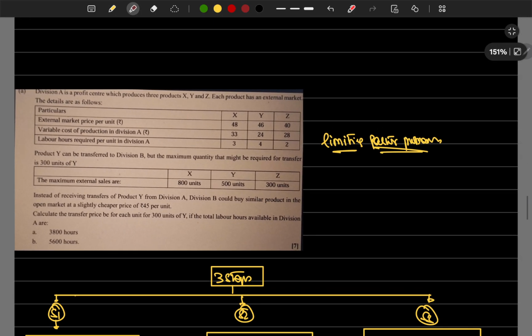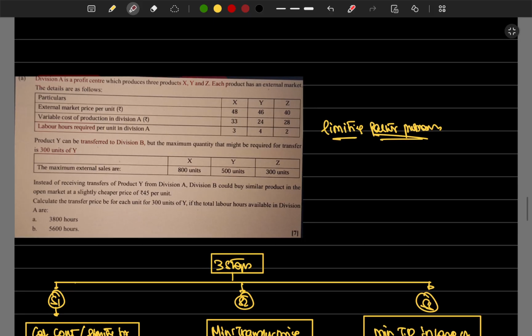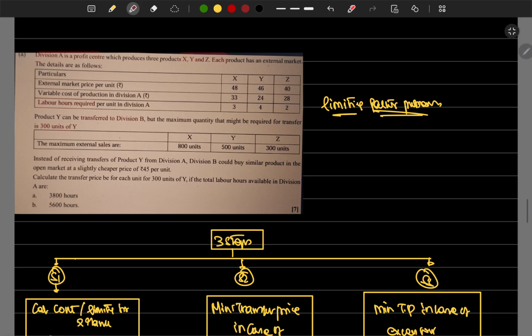Okay, what they have given: division A is the profit center and it has X, Y, Z. Okay, external market is also there. For the external market, they have given the units and variable cost, and the labor required per unit is also given. Product Y is transferred to division B. The maximum quantity that B requires for transfer is 300 units of Y, required by division B internally. Okay, for that only we have to find out the transfer price. And the external sales is 800 units, 500 units, 300 units. Okay, they have given the demand also.